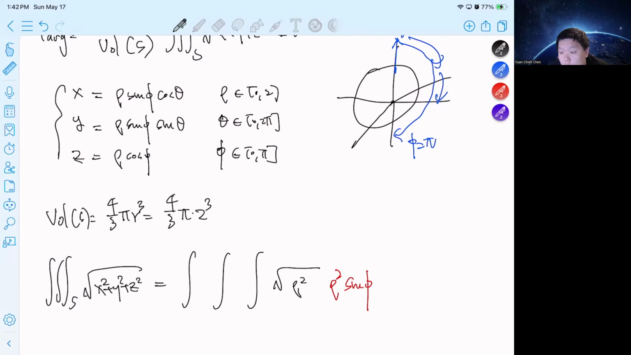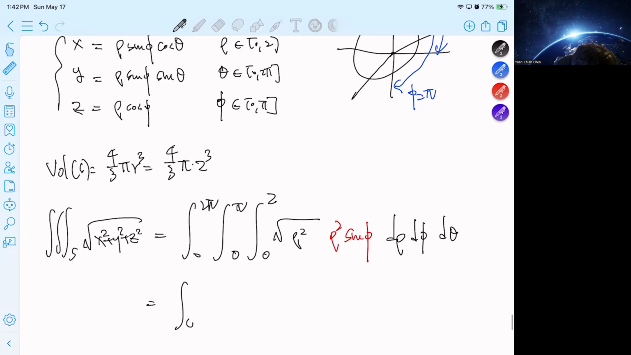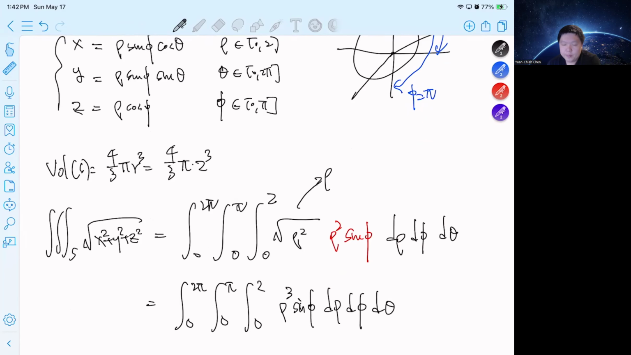And I usually do d phi, d rho, d phi, d theta. So d rho d phi d theta, with limits 0 to 2, 0 to pi, 0 to 2 pi. And we can simplify this. This will just be 0 to pi, and 0 to 2 pi. This is just rho squared, rho to the power 3, sine phi, d phi, d rho, d theta. We're done. This calculation is also easy, but I'll just stop it here.